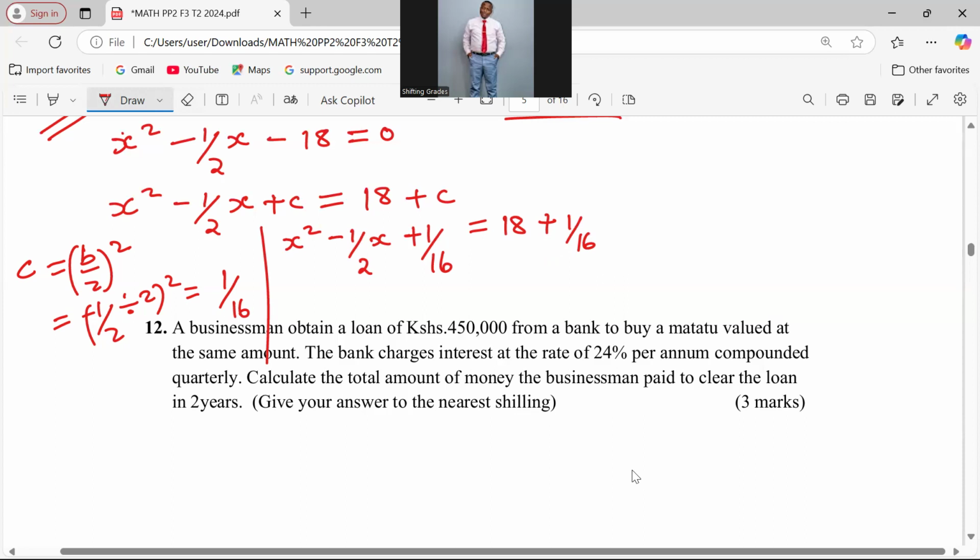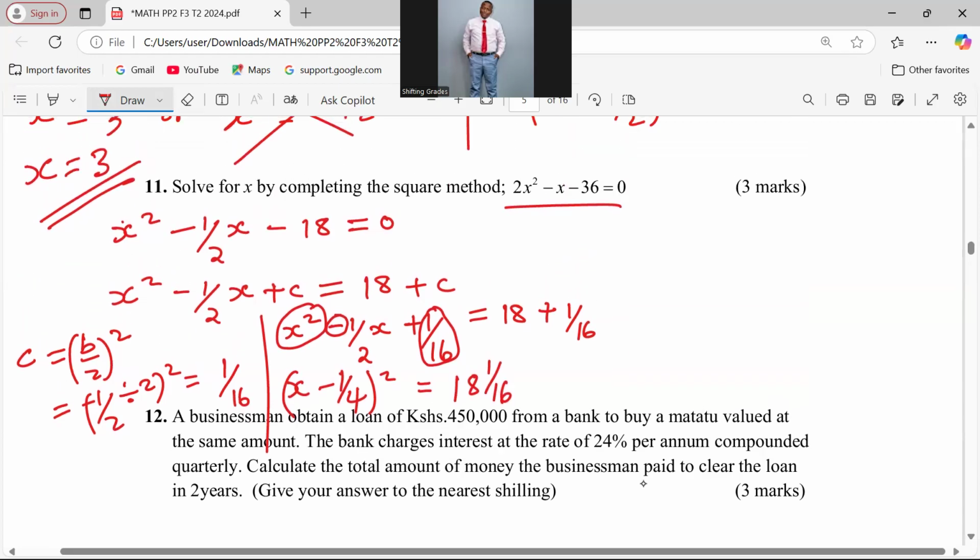So now, allow me to do what we call factorizing the left-hand side, which is a perfect square. I need the square root of this part, which is x, the sign which follows, which is a minus, the square root of the constant, which is 1 over 4, squared, equals 18 and 1 over 16. At that point, we can now take square root of both sides. x minus a quarter equals plus or minus, and when I take the square root of the right-hand side, I'm getting 4 and a quarter.